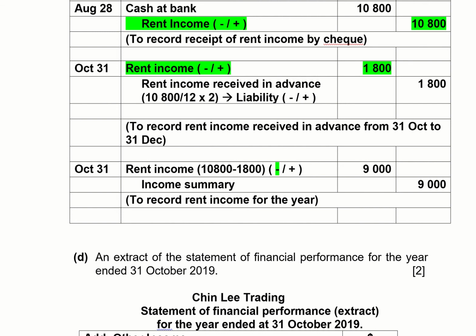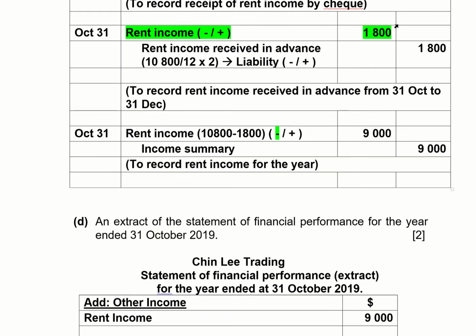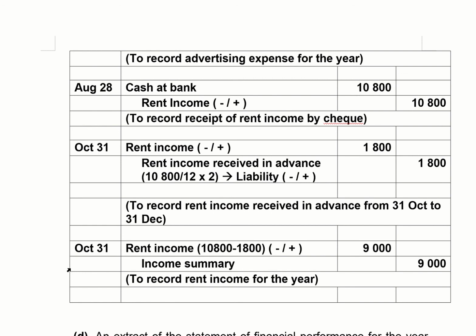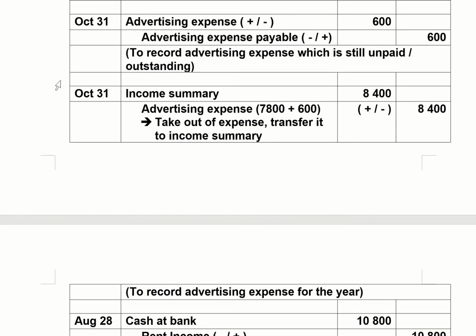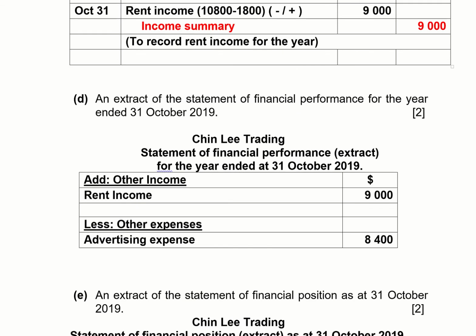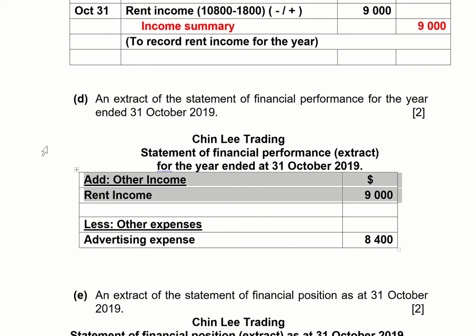After that, they ask you to prepare a statement of financial performance. By now, you know that the statement of financial performance has all the income and expenses. So what should really go into it? All your income summary will need to go into your statement of financial performance. Firstly, your advertising expense income summary, 8,004. That's why you have this 8,004 over here. And your income summary for rent income, 9,000, and that's why you have this rent income over here.